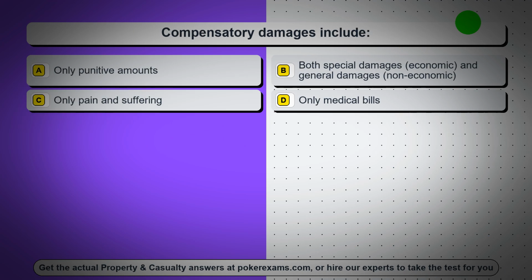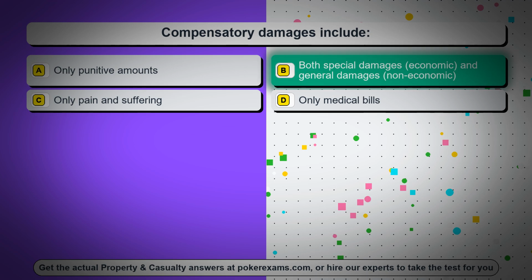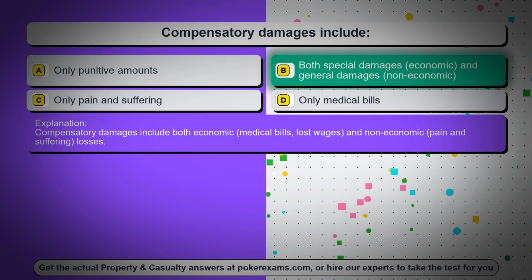Question 6. Compensatory damages include, option A, only punitive amounts. Option B, both special damages, economic, and general damages, non-economic. Option C, only pain and suffering. Option D, only medical bills. The correct answer is option B, both special damages, economic, and general damages, non-economic. Compensatory damages include both economic, medical bills, lost wages, and non-economic, pain and suffering, losses.